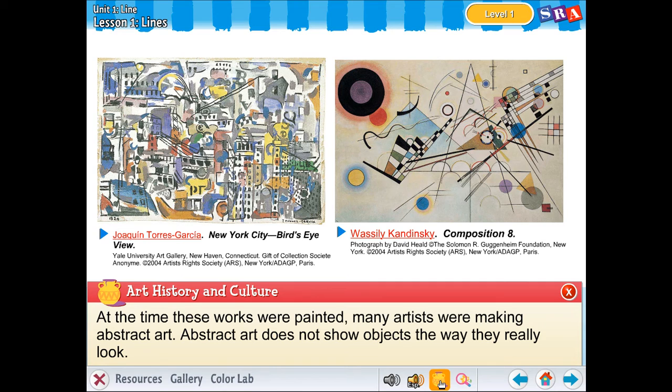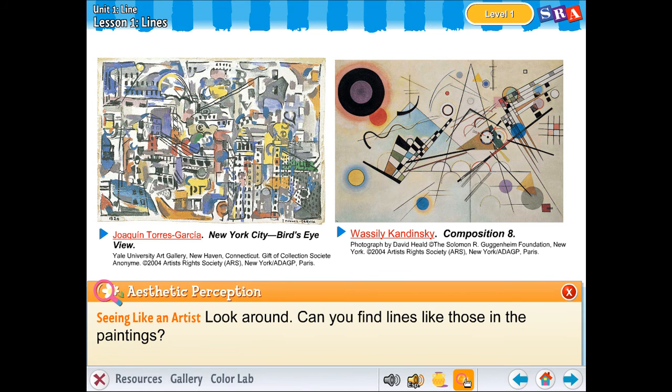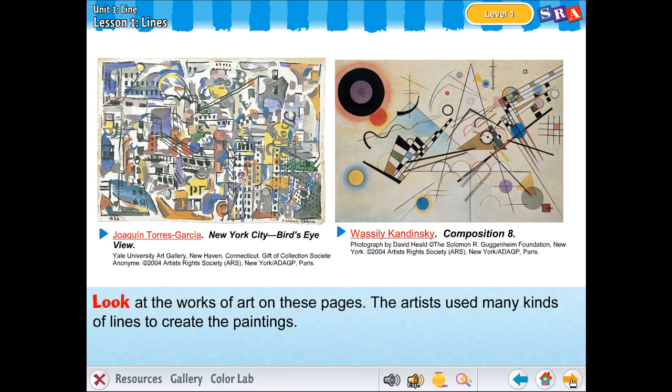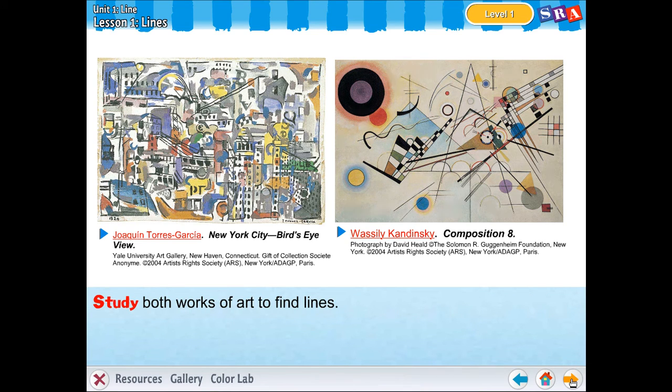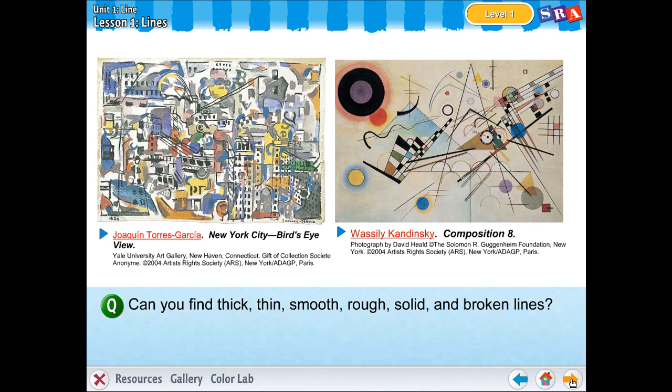At the time these works were painted, many artists were making abstract art. Abstract art does not show objects the way that they really look. Seeing like an artist, if you look around your room right now, you can find lines like those in these paintings. We're going to study both works of art to find different types of lines. Can you find thick, thin, smooth, rough, solid, and broken lines?